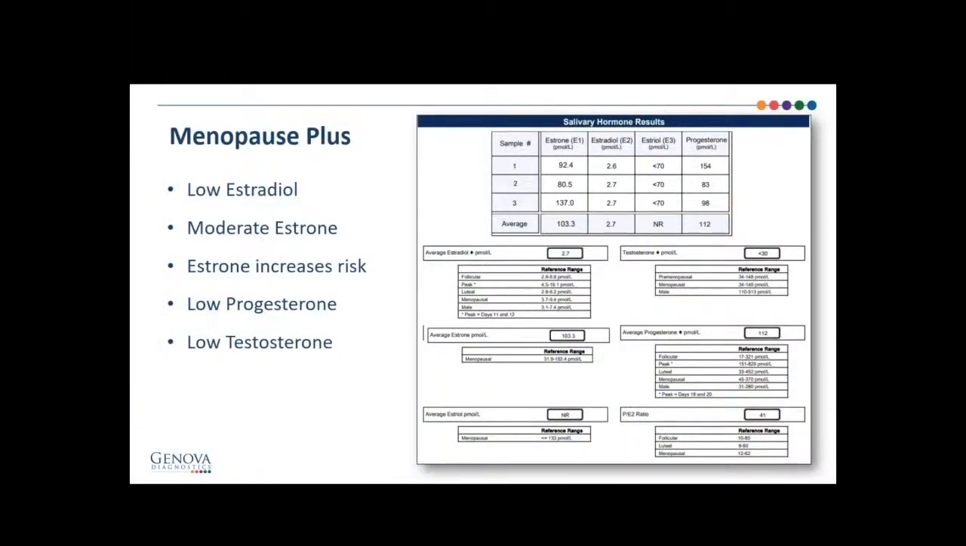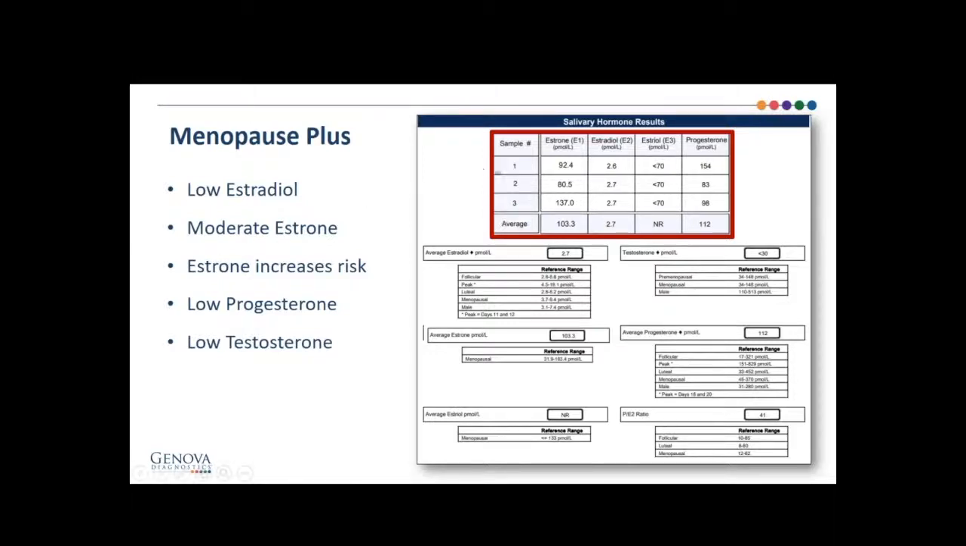So here's the menopause plus. Remember, the option was a 1 day, which would have been taken in 1 day, or the menopause plus, which looks at a 3 day average. So when we look at her estradiol, you can see 2.6, 2.7, 2.7, that average of 2.7 for a menopausal female is a little bit on the low side.